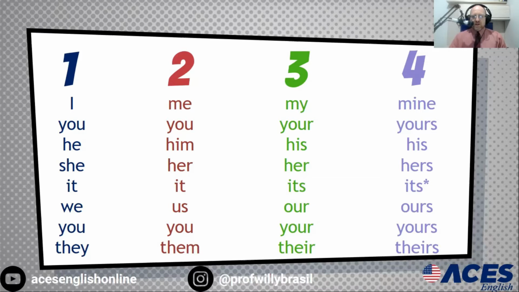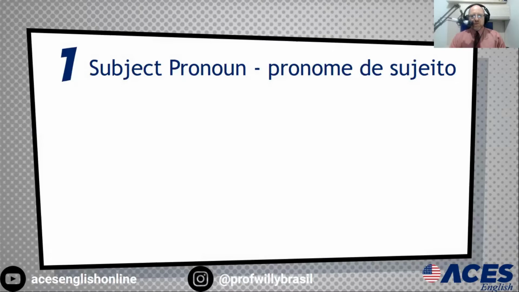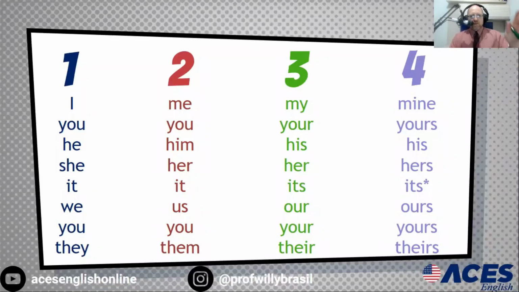Okay, so the first column is the subject pronouns. So column number 1, subject pronouns. They are the ones that usually start the sentence. I am going with you. I am going with him. I am going with her. I am going with it, with us, with you. And then he is going with me. She is going with me. So those are the ones in the first column.